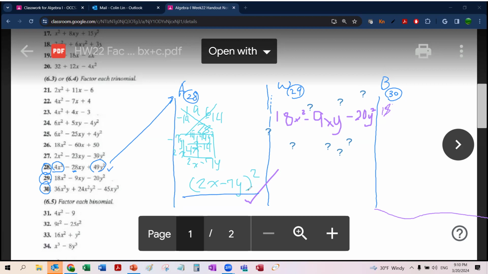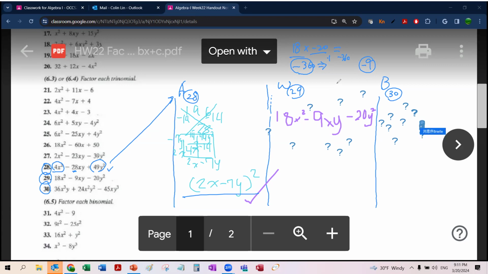All right, let's see, it's 29's turn now. All right, let's see. First, we need 18 times negative 20, right? Equals 360, right? We factor this one and try to find a sum of them that will be negative 9. All right, let's figure out how to do this one. It may take a little bit longer.